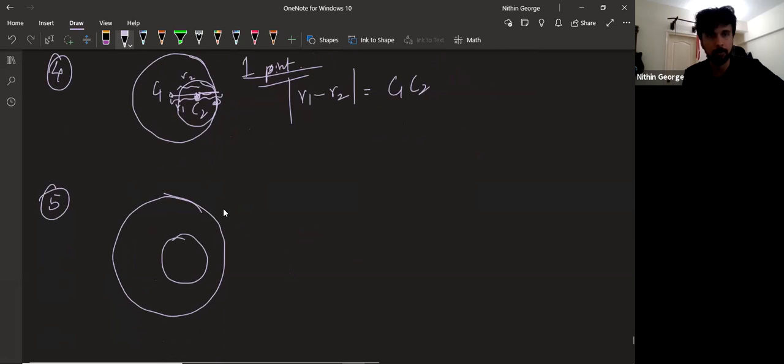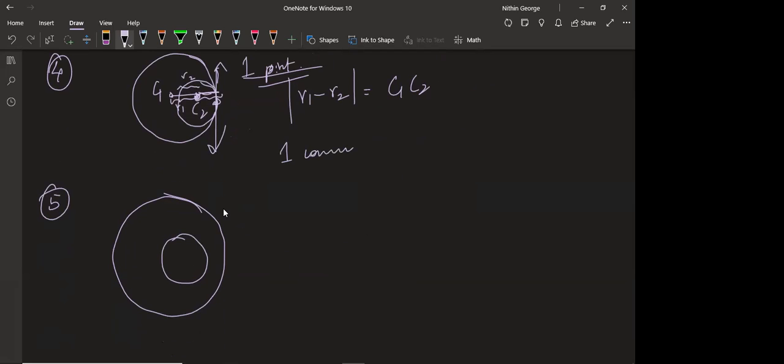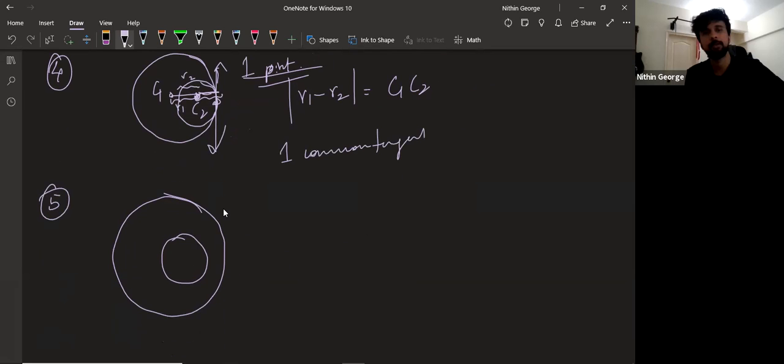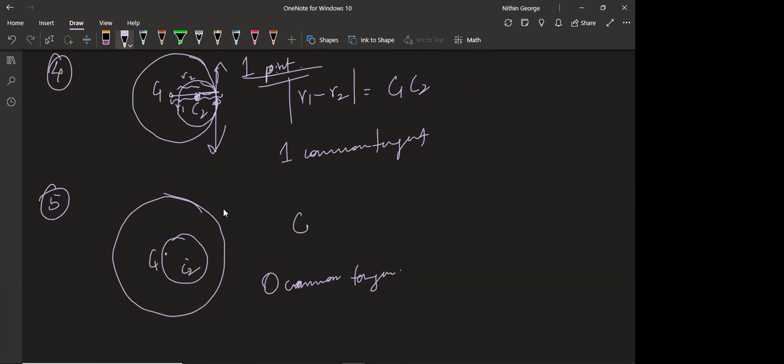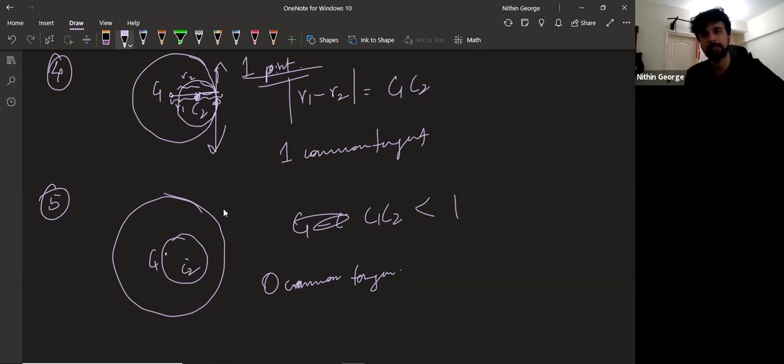Now, the next case. So here, how many common tangents are there? There is one common tangent. And here there are 0 common tangents. We can see that C1 is inside, there will be no intersection. C1C2 will be lesser than the modulus of R1 minus R2. So these are the 5 possible cases. Is this much clear?